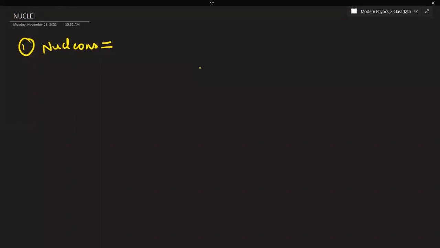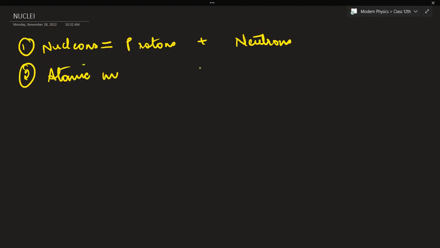See, nucleons are basically protons plus neutrons. That is collectively known as nucleons. Secondly, you have to have knowledge of atomic mass, and please, class, revise the periodic table also, as you might use it there. The number of protons is simply known as the atomic number, denoted by the letter Z.